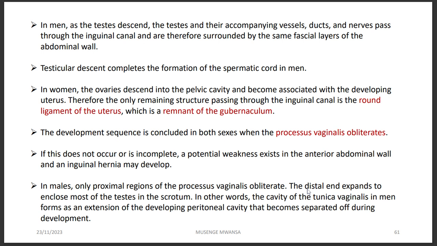In males, only the proximal region of the processus vaginalis is going to obliterate. The distal ends will enclose most of the testis and the scrotum. In other words, the cavity of the tunica vaginalis in men forms an extension of the developing peritoneal cavity. Now, if I mention the tunica vaginalis, this is just one of the coverings of the testis, which is part of the scrotum, and it will be an extension of the developing peritoneum. Remember, the processus vaginalis came from the abdomen, and it went like that.